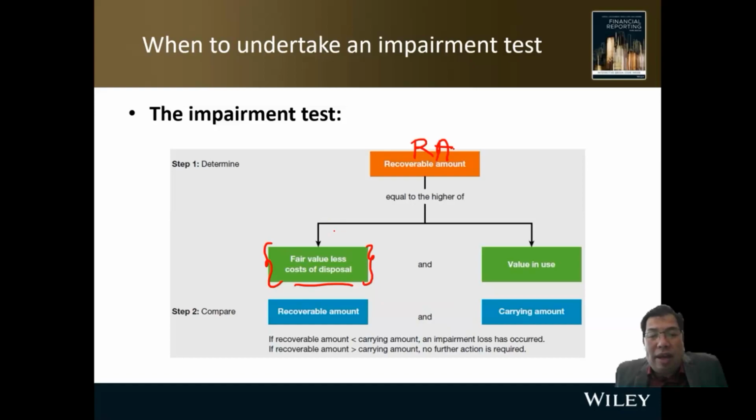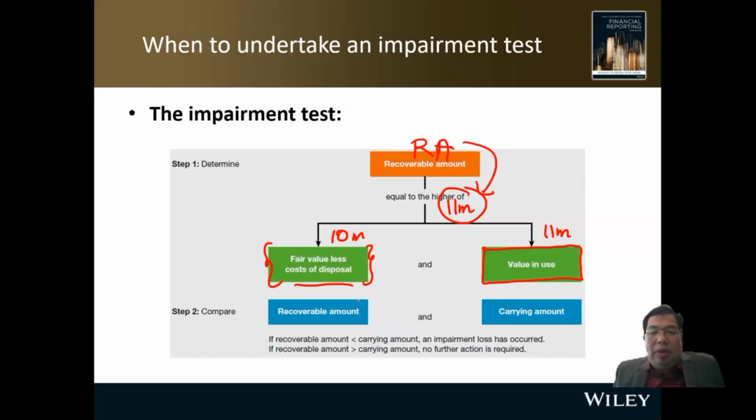For example, the value here is 10 million. And the next one will be the value in use. If you use that asset, how much is the value? For example, the value is 11 million. So between 10 and 11, which one is higher? 11. So I'm going to use this 11 million as my recoverable amount.